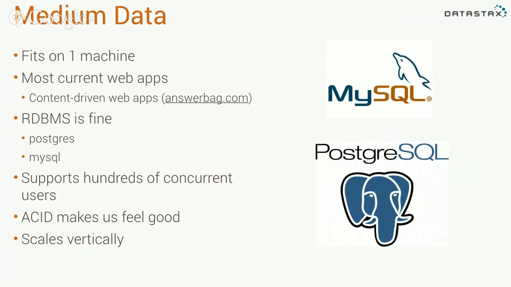The next thing that we have is medium data. Medium data also, for the most part, fits on one machine as long as your hard drive is a reasonable size. Most current web apps are, I'd say, in this medium data category. A lot of content sites. In my past, I've worked on a lot of these. One of them, answerbag.com, you can run on one reasonably sized MySQL or Postgres server for a while. You can do millions of page views a day, and maybe you put some caching in front of it. But your data is not so big that you need to spread it across multiple machines or really start to invest in crazy hardware.